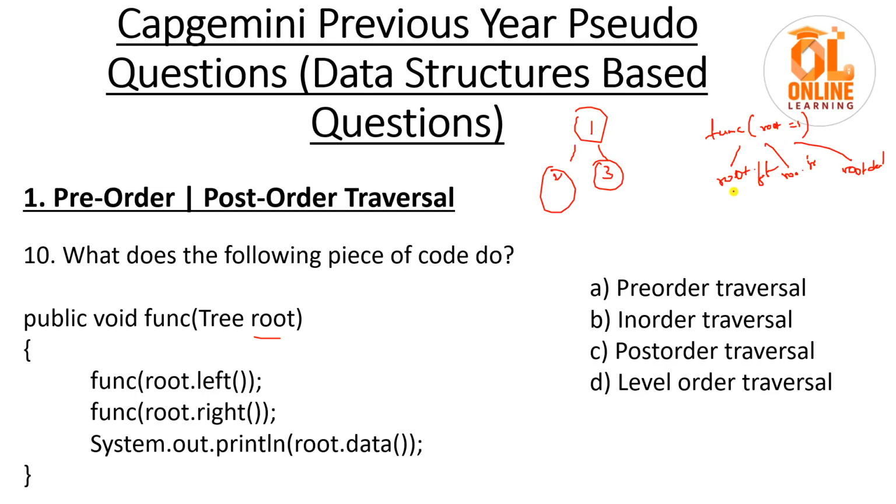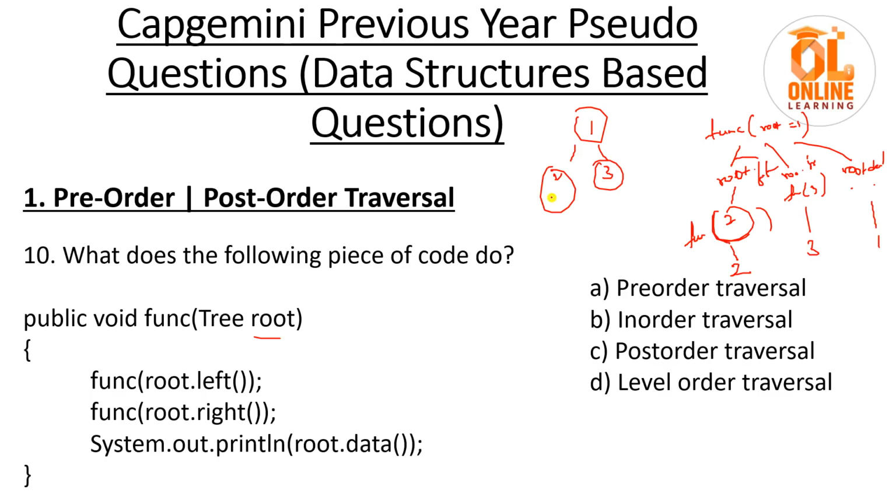What is root dot left? Root dot left means 2 address will be passed to the function. In the function there is no left or right for this 2, so only the data will be printed, that is 2 will be printed in the output. Again, this complete recursion is done, and the next part, root dot right. Root dot right means 3. So 3 address will pass and 3 will be printed. 2 3 is printed. At last, root dot data, that is root 1, so 1 will be printed.